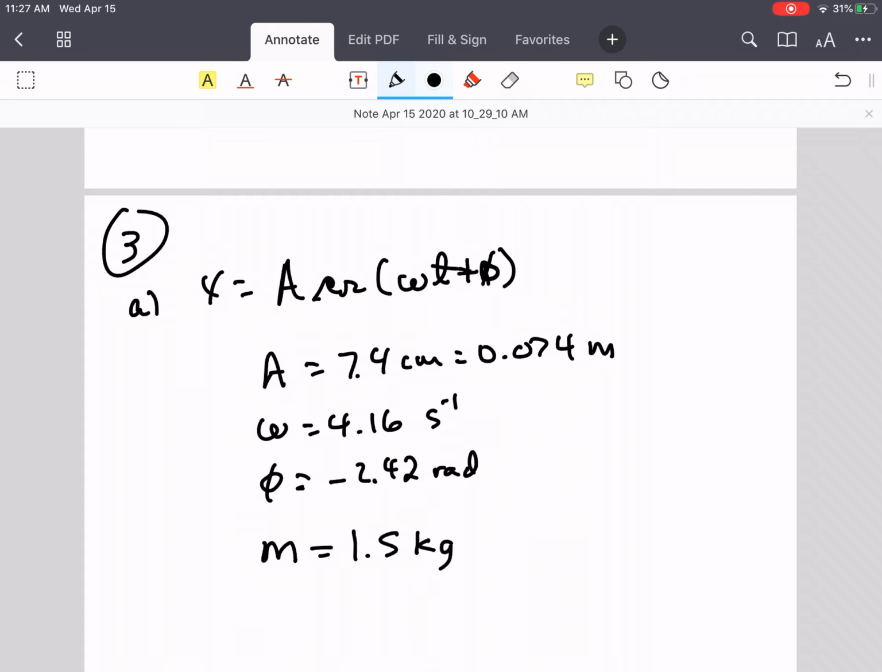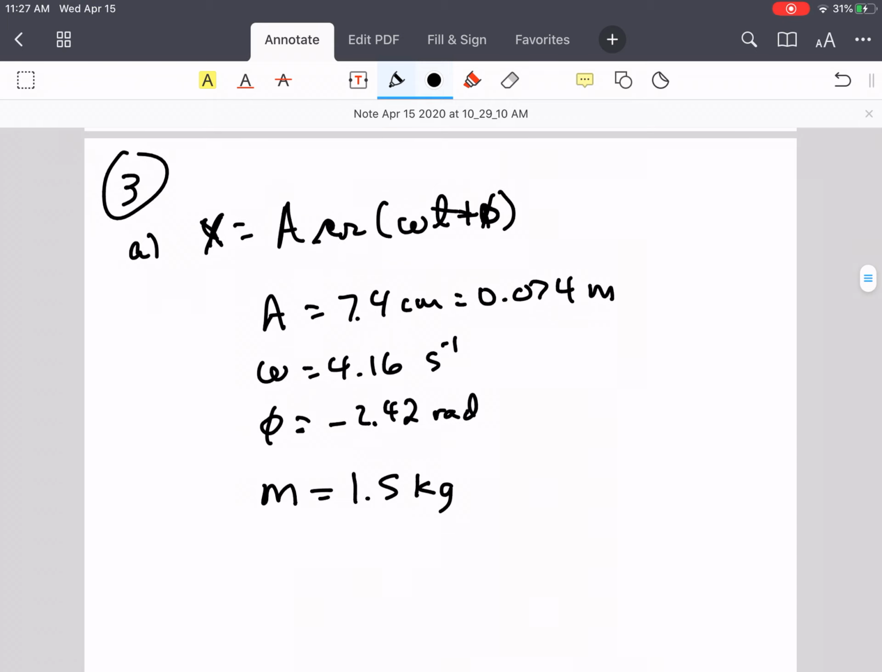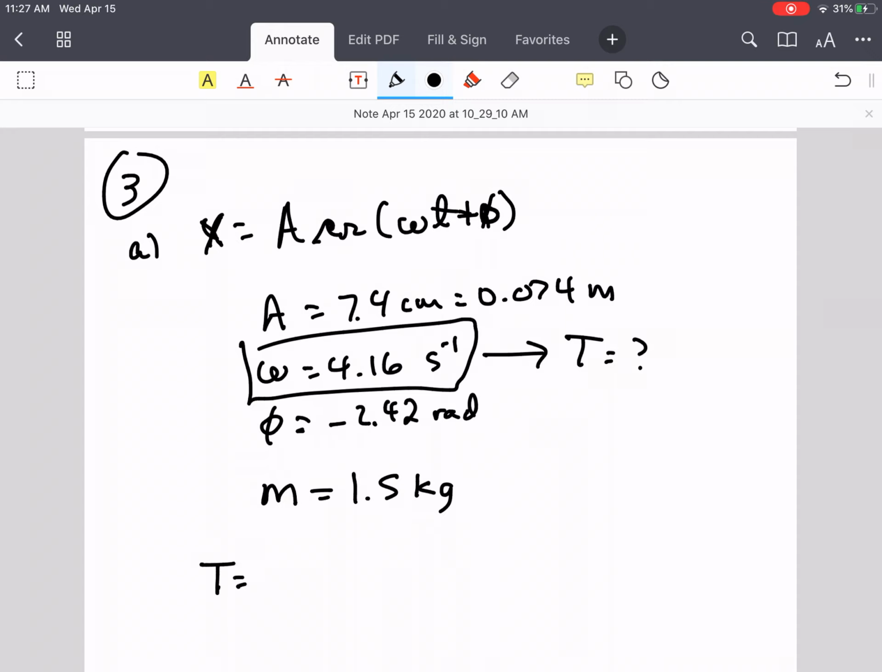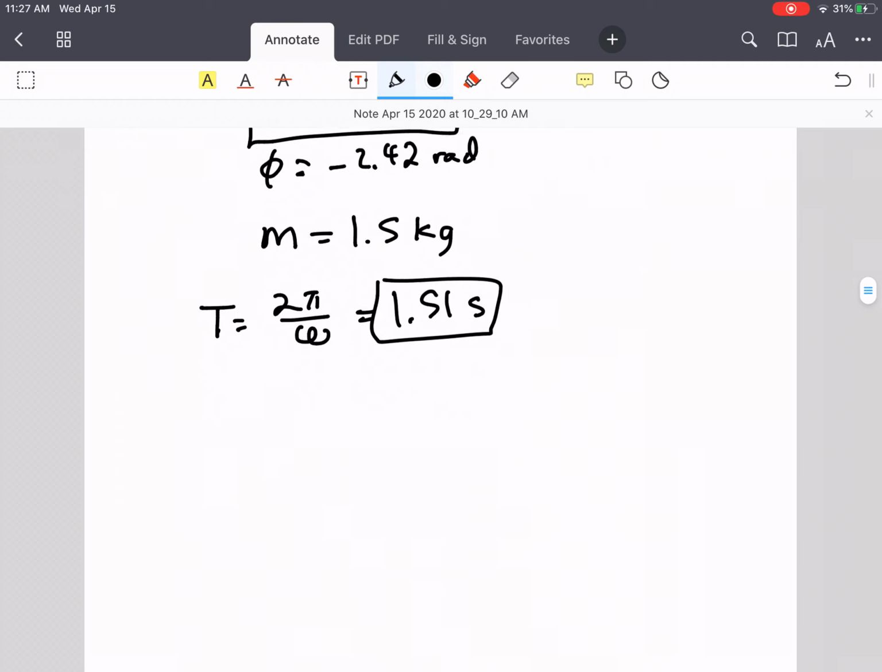So part A of the question asks, what's the time for one vibration? So we could solve that directly. My suggestion, as always, is let's start with omega, which we know, and then we can easily convert this into a time. Right? So the period is 2 pi divided by omega. I plug in my values of omega, and this is pretty straightforward. It is 1.51 seconds. That's how long it takes to go back and forth.